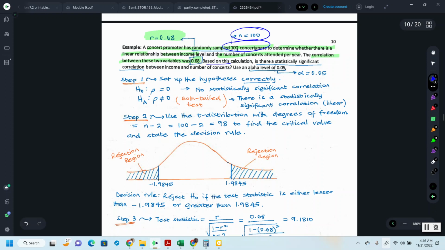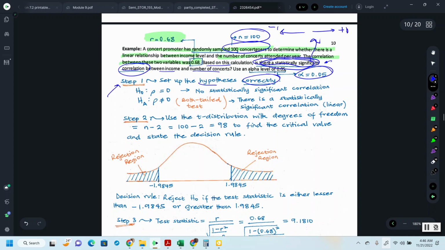Based on this calculation, is there a statistically significant correlation between income and number of concerts? Use an alpha level of 0.05. Step 1, as we have illustrated earlier, is to set up the hypothesis correctly. That is, look at what you want to test. Is there a statistically significant correlation? A statistically significant correlation will be either very close to +1 or very close to -1.